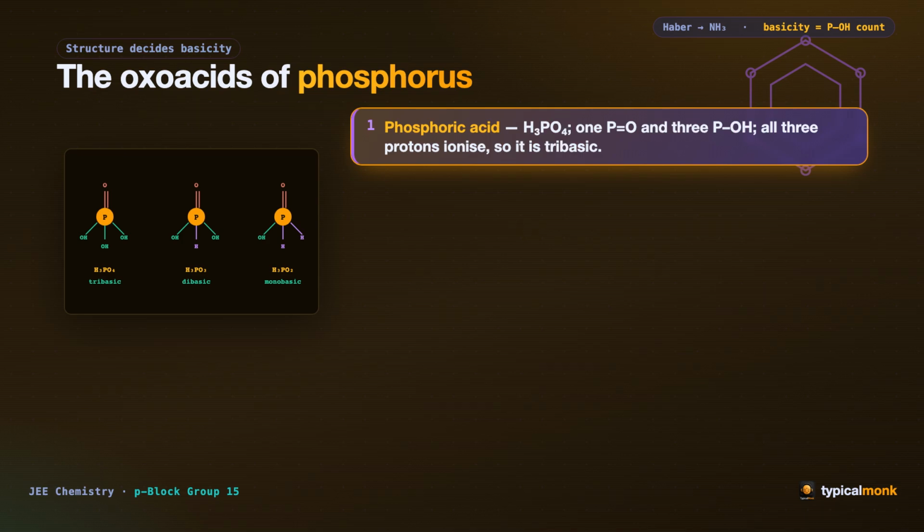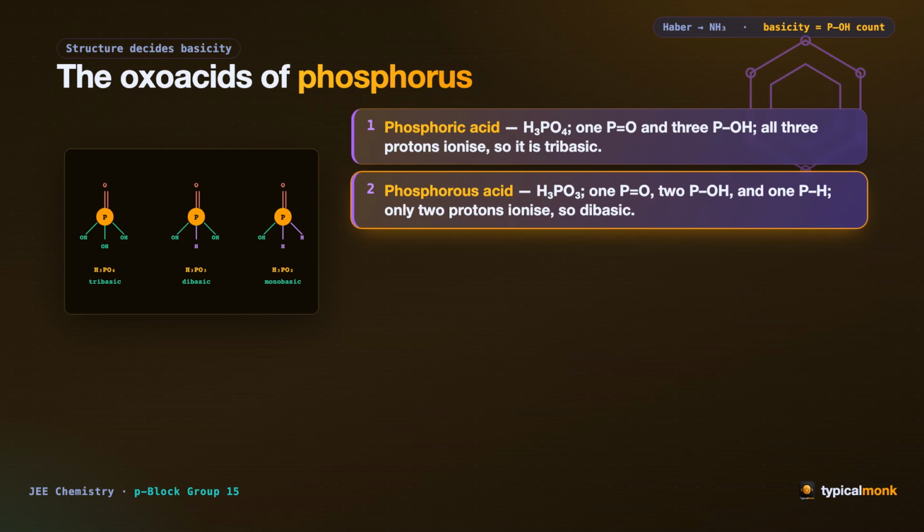Now the picture that fixes it all. The oxoacids of phosphorus, where the structure decides the basicity. Phosphoric acid, H3PO4: 1 phosphorus-oxygen double bond and 3 P-OH groups, all 3 protons ionize, so it is tribasic. Phosphorus acid, H3PO3: 1 double bond, 2 P-OH groups, and 1 P-H bond, only the 2 protons on the hydroxyls ionize, so it is dibasic.